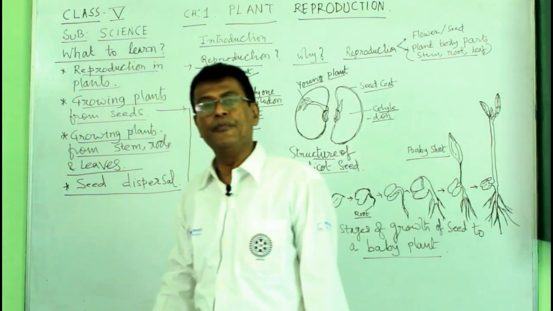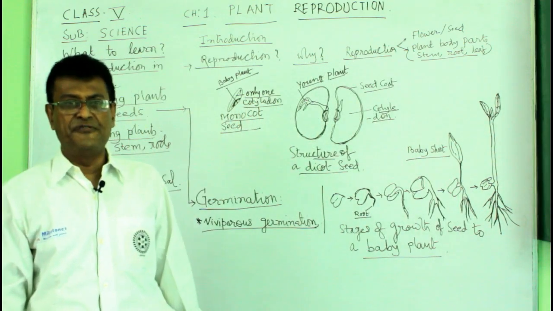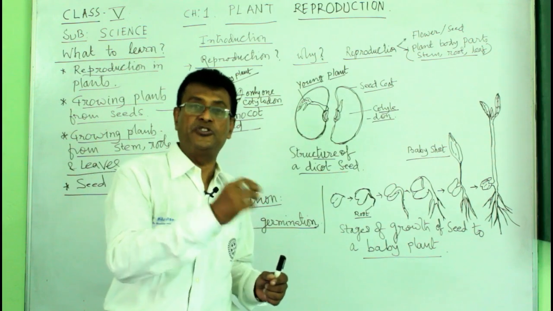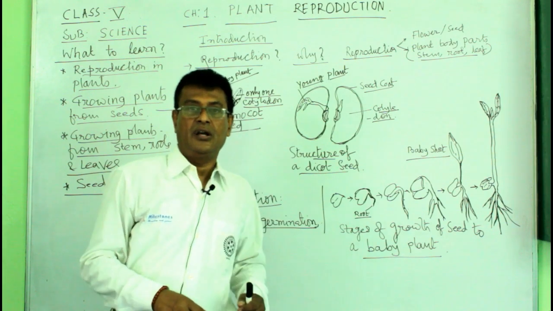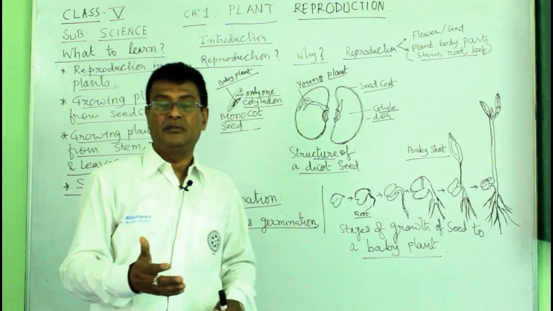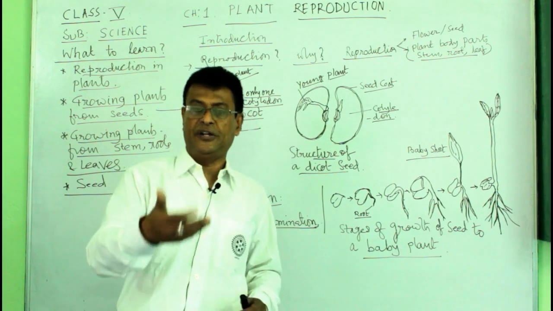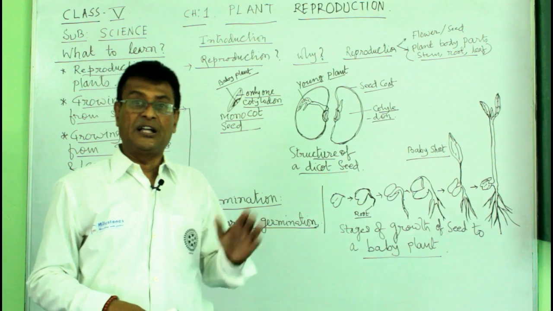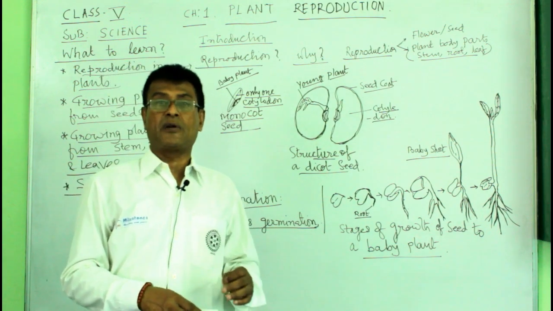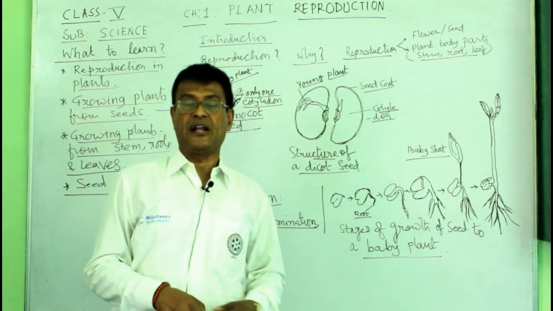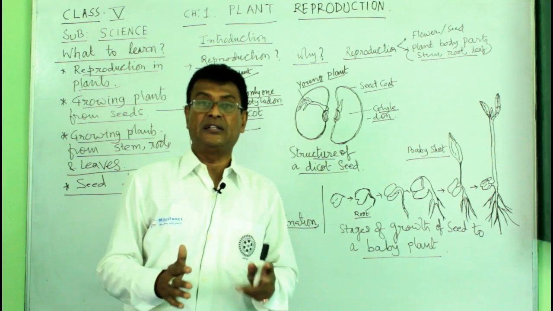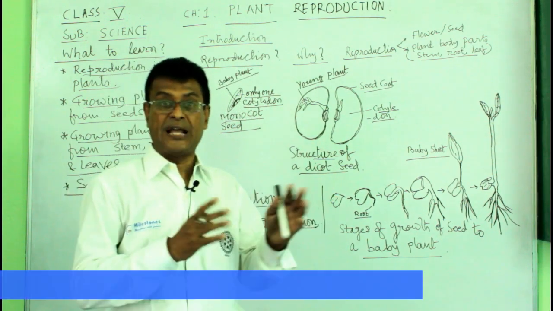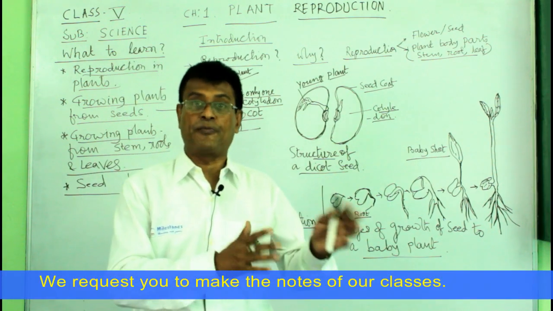Children, you know that every organism on the surface of the earth needs to keep their generation. As you today have come from your parents, I have come from my parents. Like that, the plants, they also have come from some other plants. And for that, the plants have the power of reproduction. That means they can undergo reproduction.